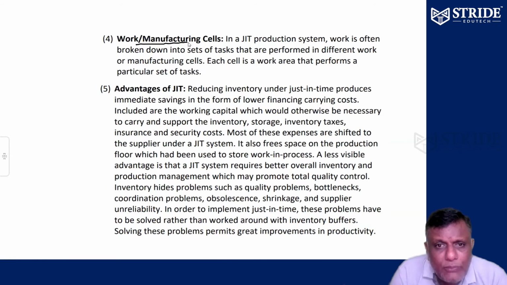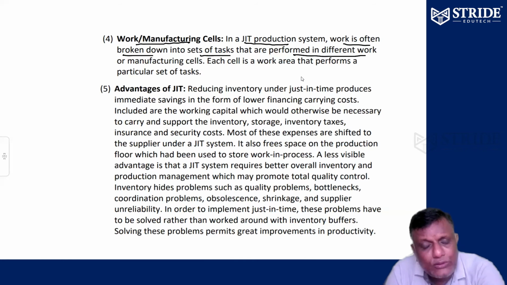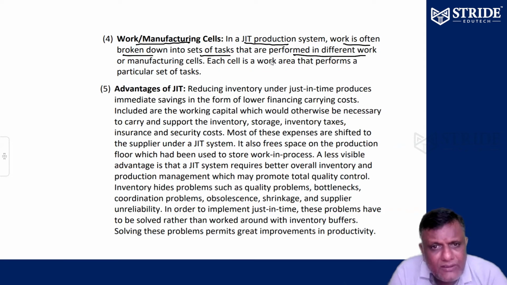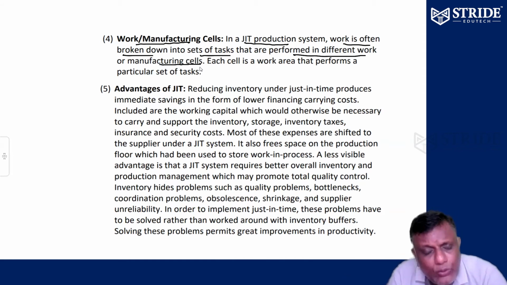Next one, work manufacturing cells. In a JIT production system, work is often broken down into a set of tasks. Don't do the task completely. Break down the task into a set of tasks: task 1, task 2, task 3. Break the task, give the task. Say there are 5 hours of work; break it into 5 tasks of 1 hour each. 1 hour task, 1 hour task, 1 hour task.